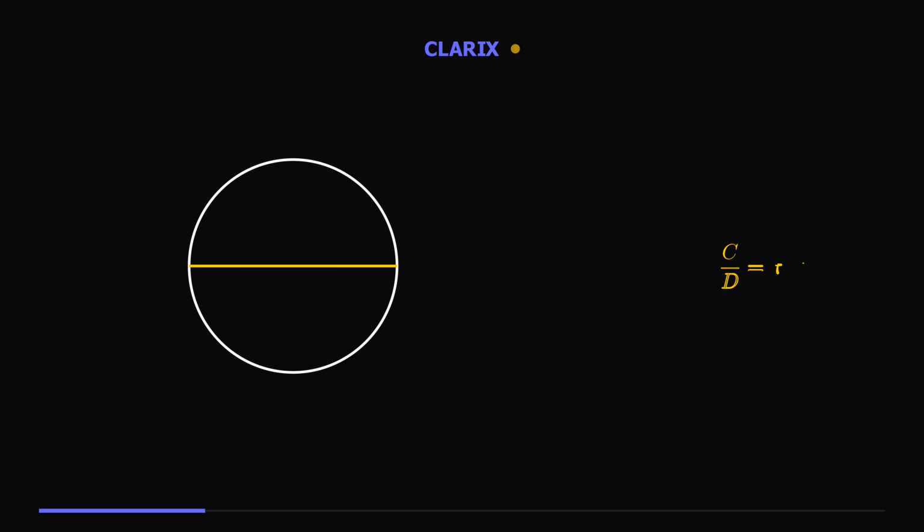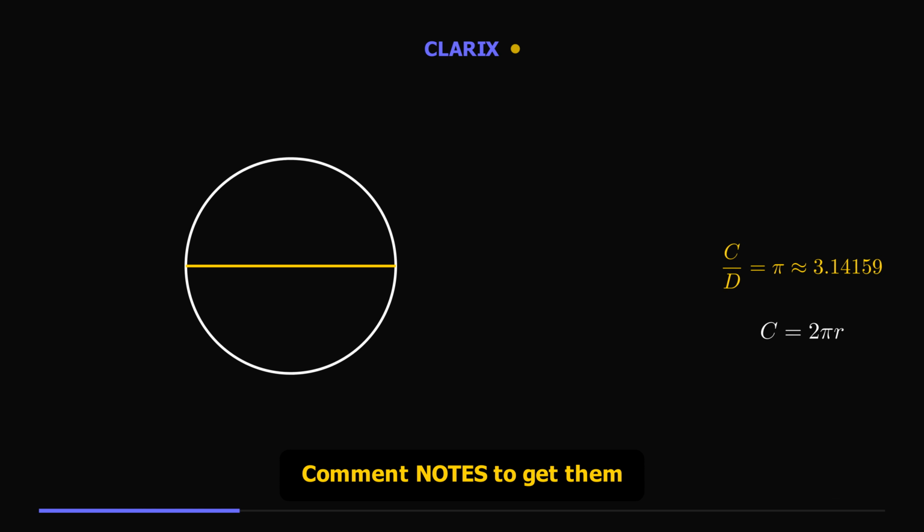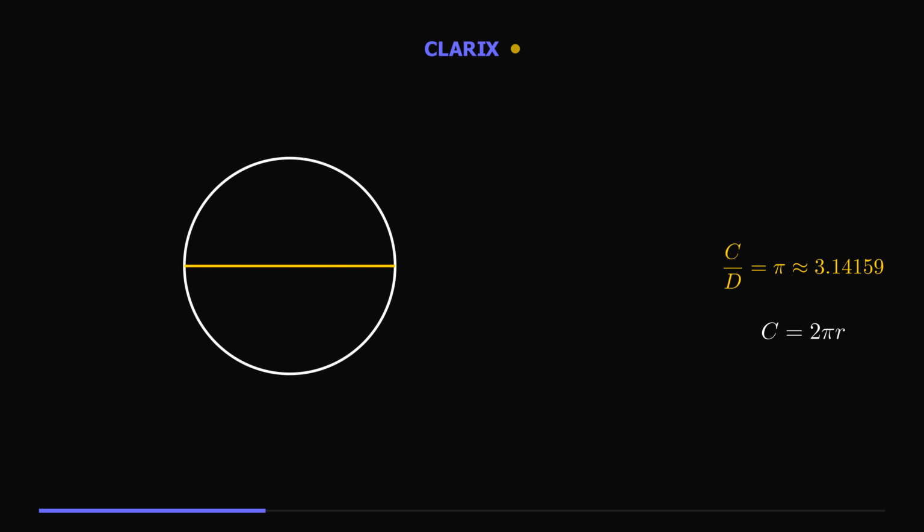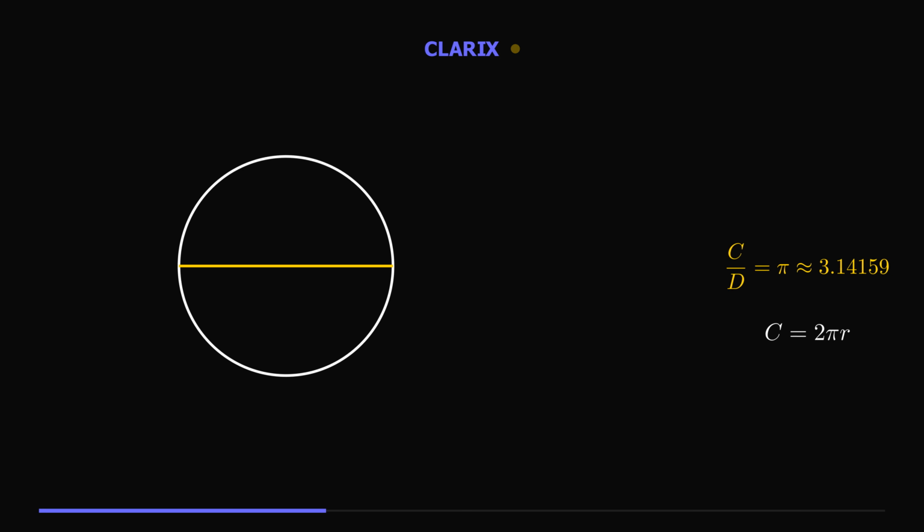For a circle, perimeter is called circumference. And here's the remarkable fact. For every circle, no matter how big or small, dividing the circumference by the diameter always gives the exact same number. That constant is pi, roughly 3.459 or 22/7 for calculations, and it's irrational, meaning its decimal never ends or repeats. Since diameter is twice the radius, we write circumference as C equals 2 pi r.